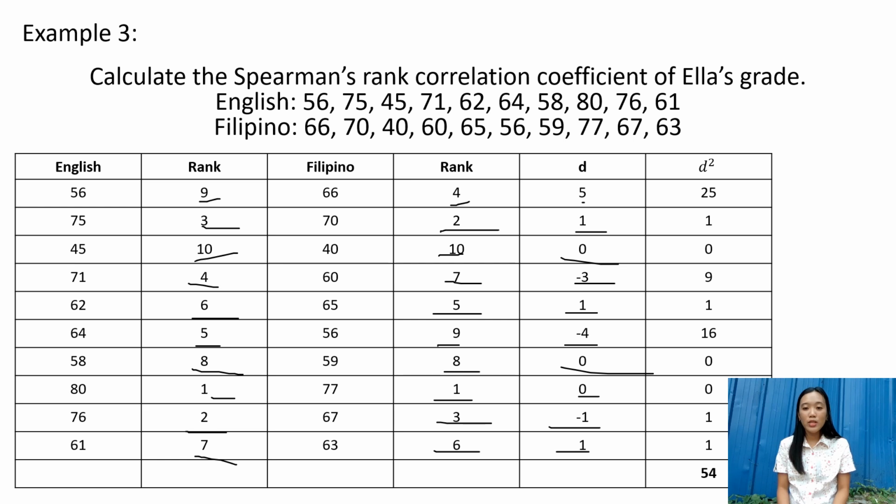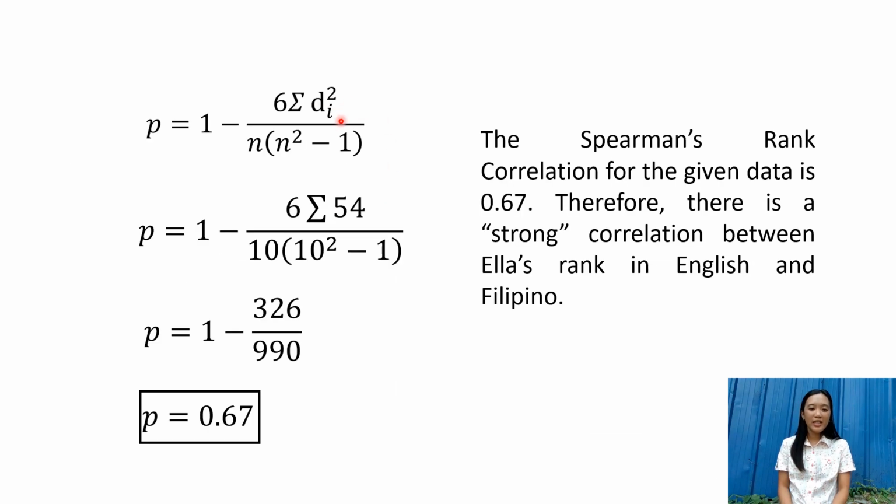We need to sum again the values in d squared. So 25 plus 1 plus 0 plus 9 plus 1 plus 16 plus 0 plus 0 plus 1 plus 1 is equivalent to 54. The summation of d sub i squared is 54. So input here in our formula.